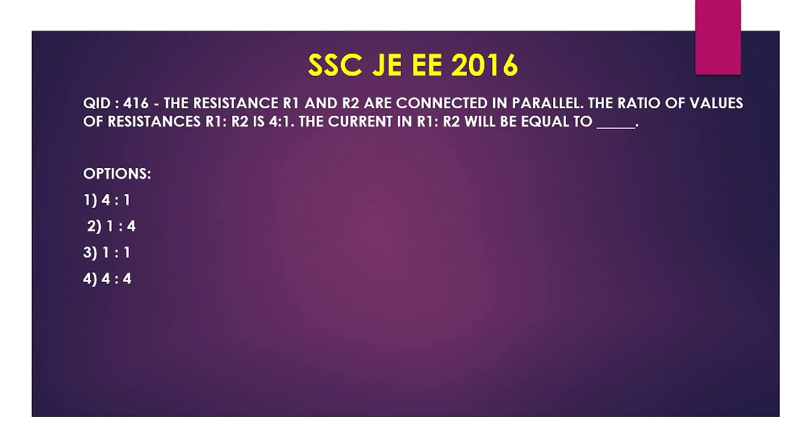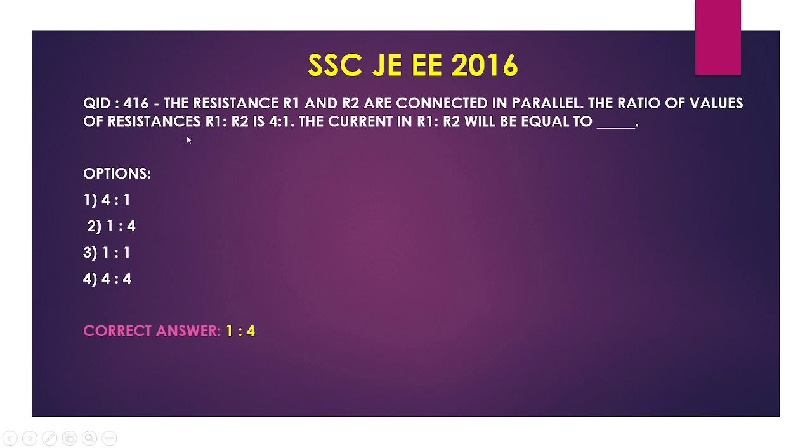The resistances R1 and R2 are connected in parallel. The ratio of the values of resistance R1 to R2 is 4:1. The current in R1 to R2 will be equal to dash. The options are 4:1, 1:4, 1:1 and 4:4. Just think. Now the answer is 1:4.